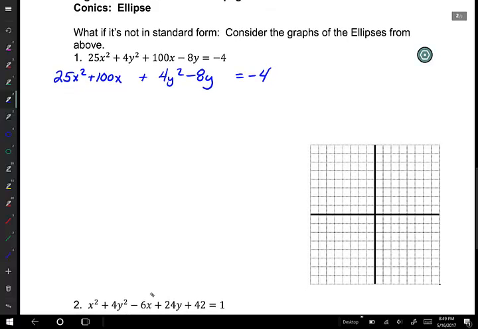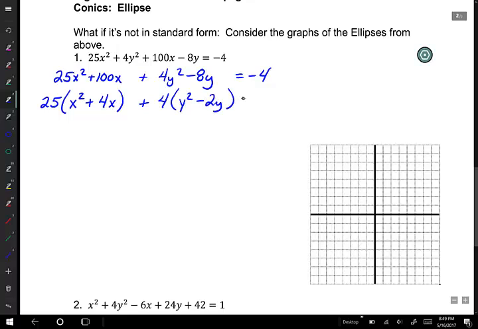Unlike a circle, we're going to factor out our leading coefficient of our squared term. So we're going to factor out 25, leaving me x squared plus 4x. Now we're going to factor out the 4 out of the y squared, leaving me y squared minus 2y. We're starting to look like what we have for circles, and now we're going to complete the square.